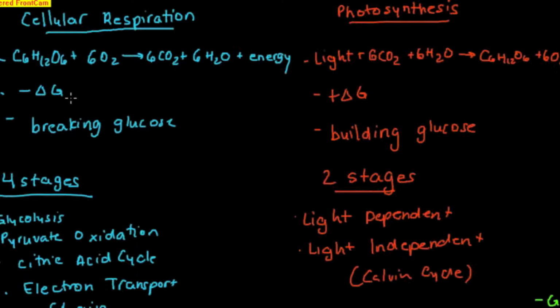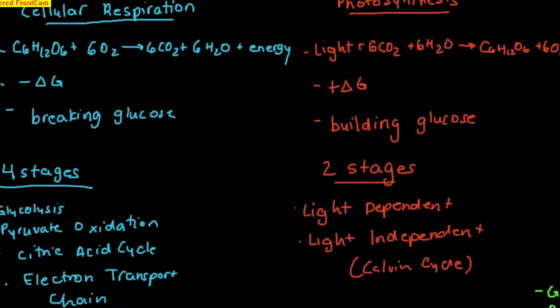The next comparison we can make is the actual delta G value of both equations. Cellular respiration has a negative delta G value. Photosynthesis, on the other hand, has a positive delta G value. This is regarding the release of energy. Cellular respiration releases its energy into the environment, so it's an exergonic reaction. Photosynthesis, on the other hand, stores the energy within itself, therefore it is an endergonic reaction. So that's a very general comparison we can make right off the bat.